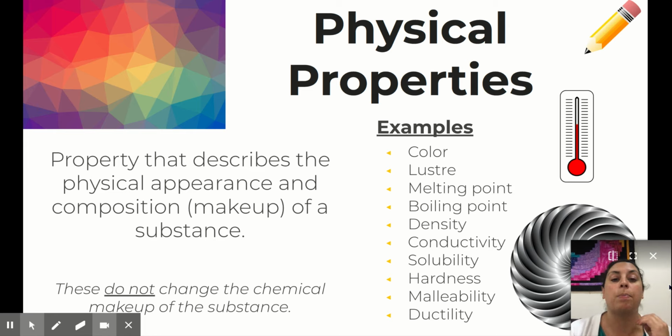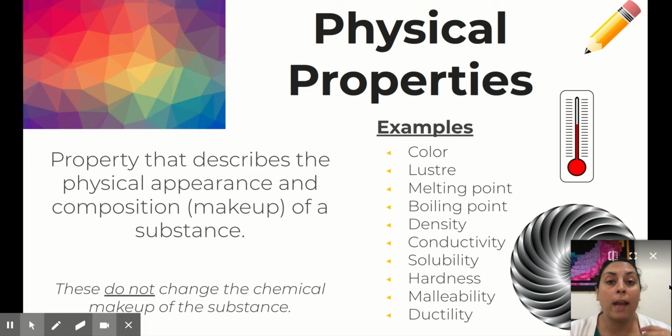It's very much about describing, using your 5 senses, the physical makeup of the substance. A couple of examples include the color, the luster, melting point. So what temperature does it change from a solid to a liquid? Remember, we covered this in 6th grade. The boiling point, where it goes from a liquid into a gas. Its density, which is how much mass there is per volume.